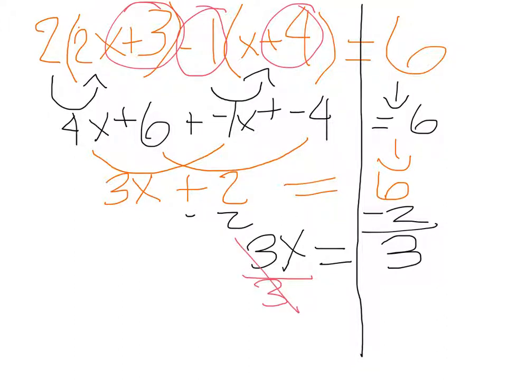This cancels out, this cancels out, or this just equals 1. So x equals 1.